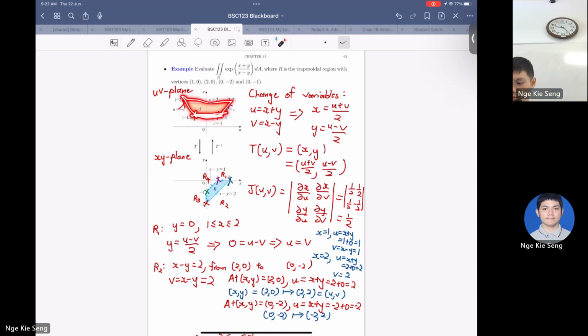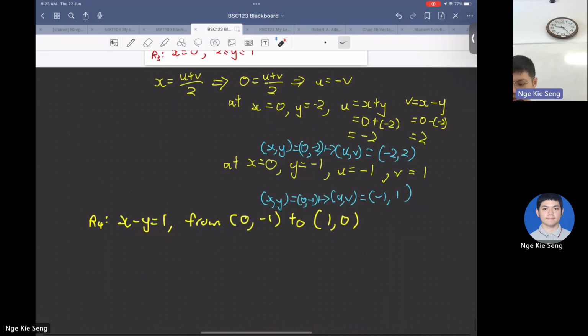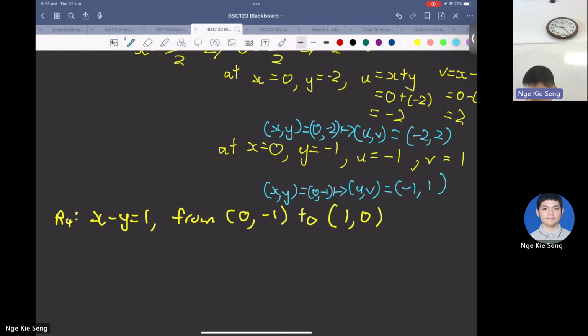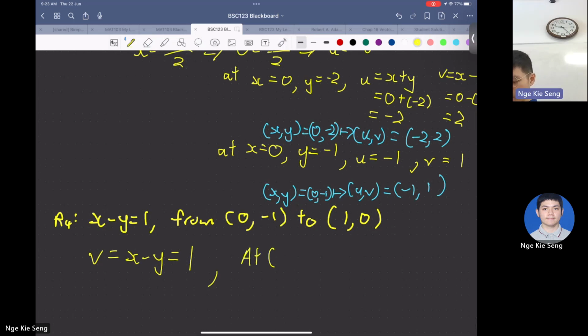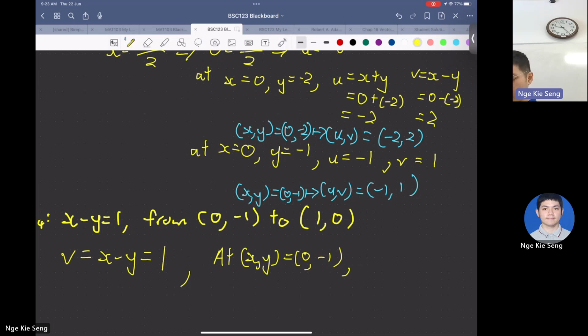How about the last line? x minus y equals 1. This implies that v equals 1, because v equals x minus y, which is 1. So at the endpoints, what happens to our new u and v? At the point (0, minus 1), what is our u? Minus 1, correct. v is 1. At the other endpoint, what do you get? 1 and 1.